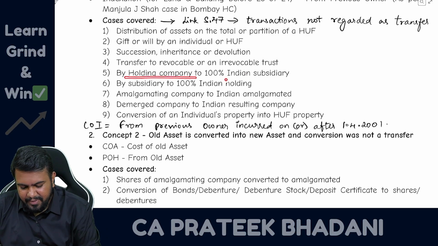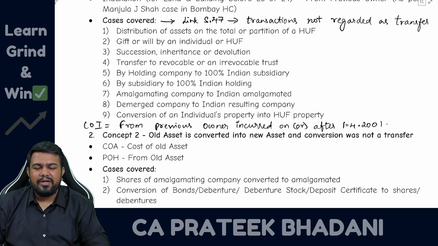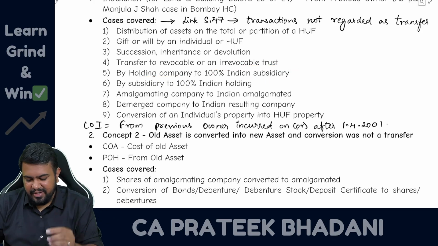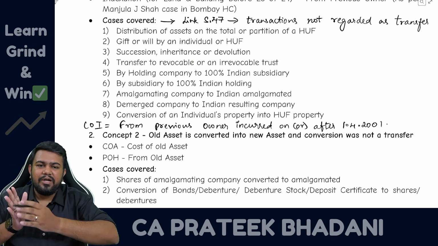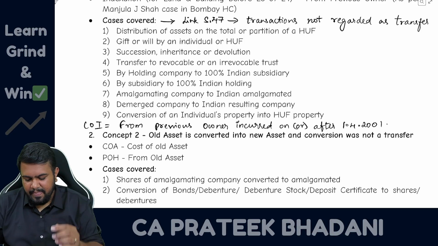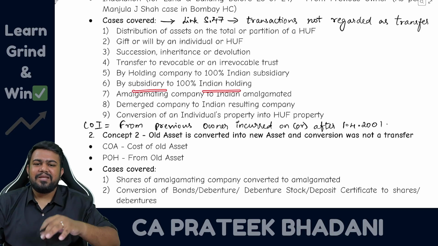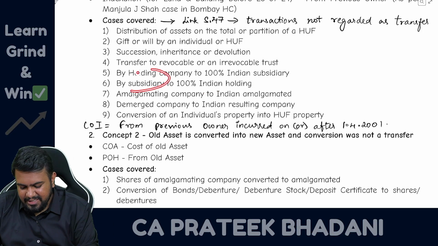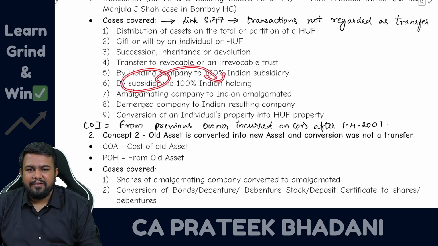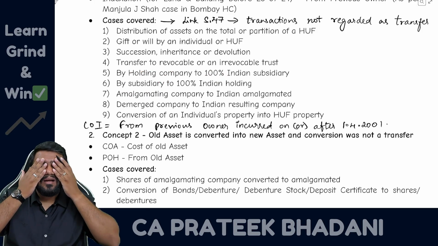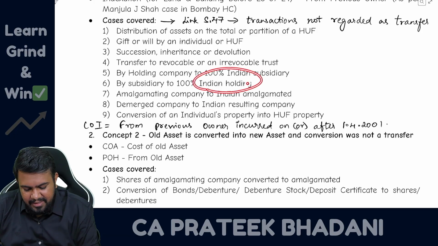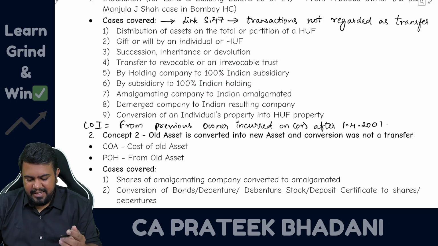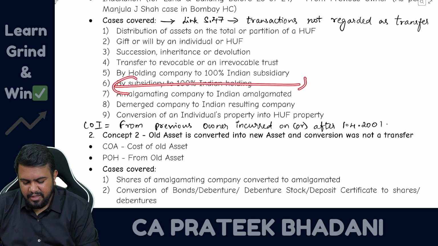Then when a holding company is giving to an Indian subsidiary company, then also, I told you, the Income Tax Act will close its eyes. That is why the cost of acquisition will be taken as the cost of the holding company. Period of holding also will be taken from the holding company itself. Then subsidiary to Indian holding. When a subsidiary is transferring to holding, it was purchased by the subsidiary, but it is transferred to holding. When the transfer was taking place, the Income Tax Act closed its eyes. That is why it is a transaction not regarded as transfer. So in future, when the Indian holding company is selling the asset, in such case, take the cost of acquisition from the subsidiary itself. Take the period of holding also from the subsidiary itself.